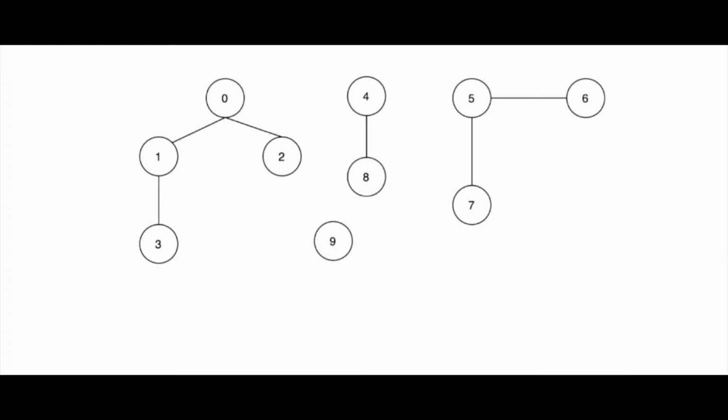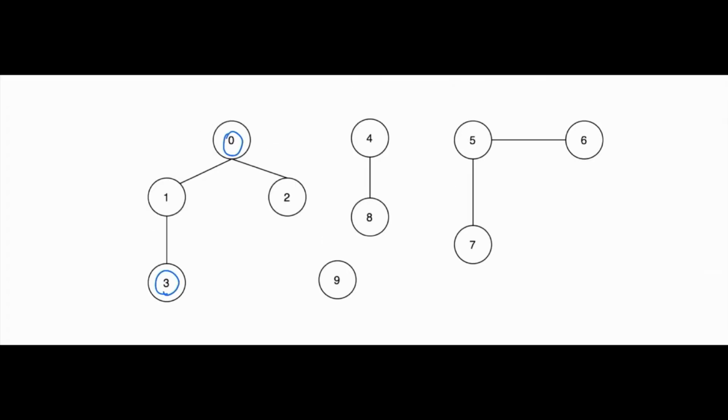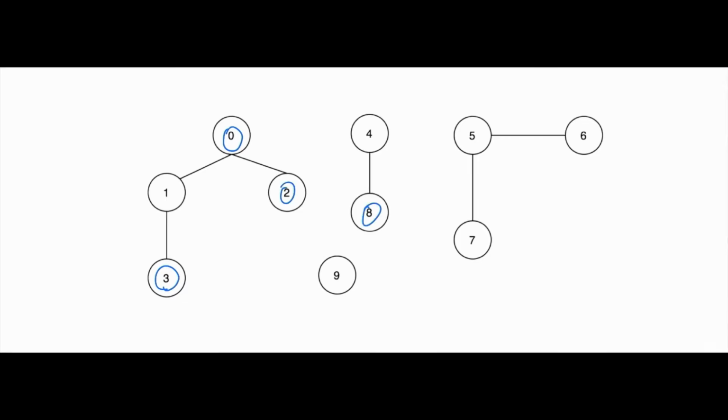Given a graph with certain vertices connected, how do we check if two vertices are connected? For example, we want to check if node 3 and node 0 are connected. Even though they are indirectly connected, they are still connected. By connection, it could be a direct one or an indirect one. How about nodes 2 and 8? Are they connected? The answer is no. How about 5 and 7? They must be connected, right?